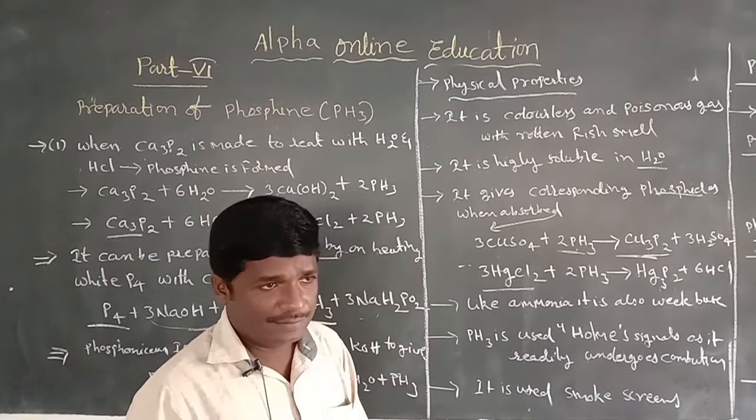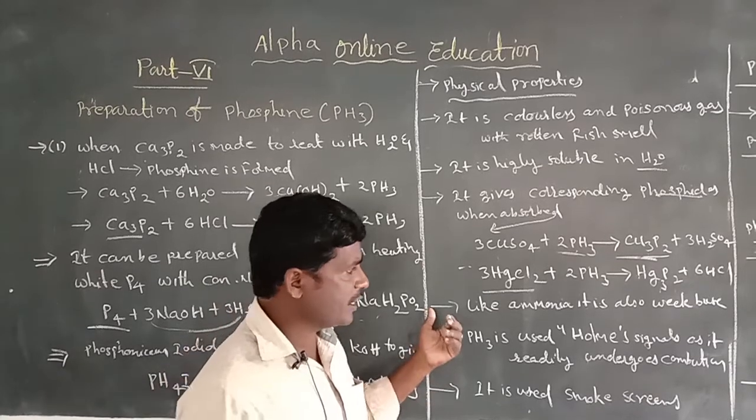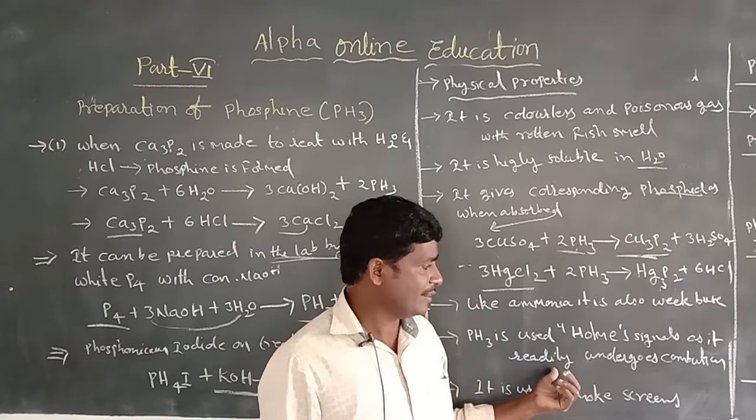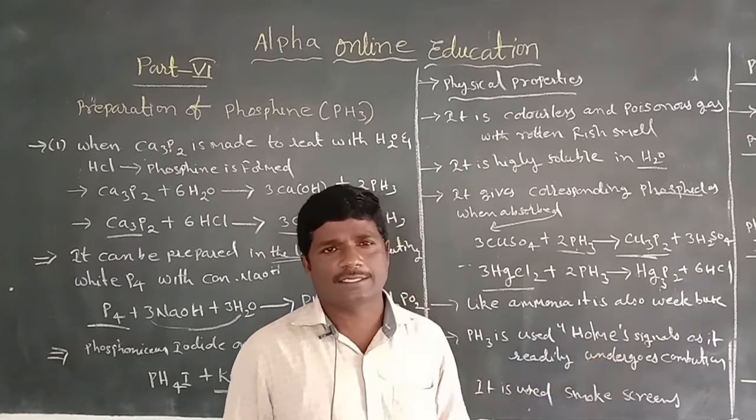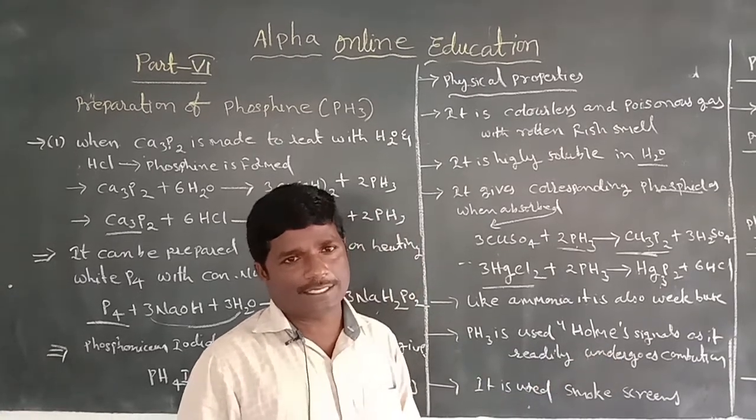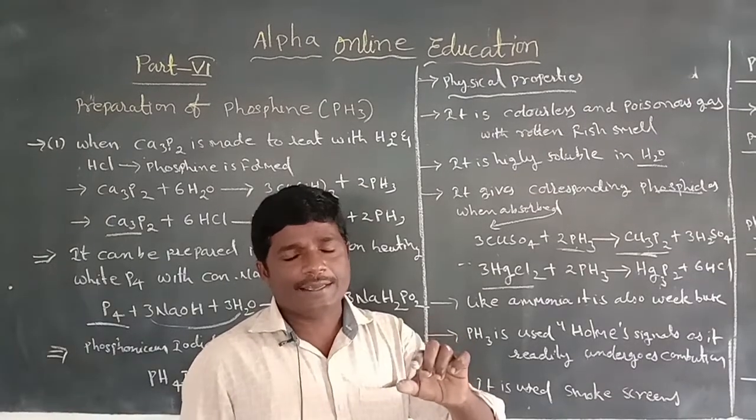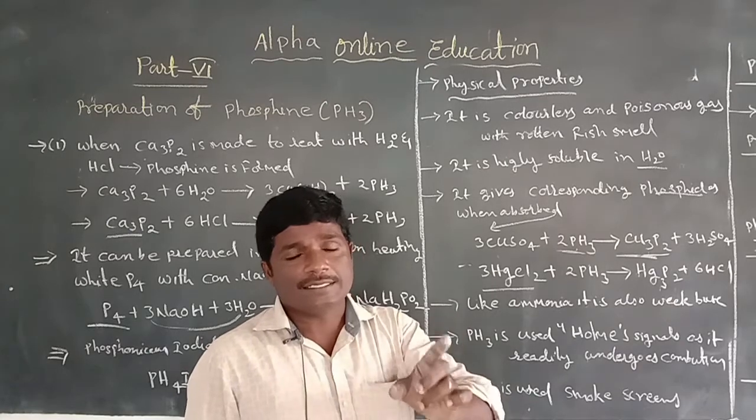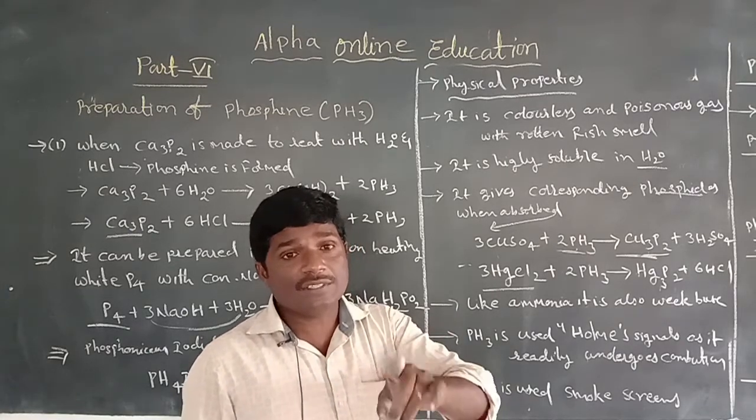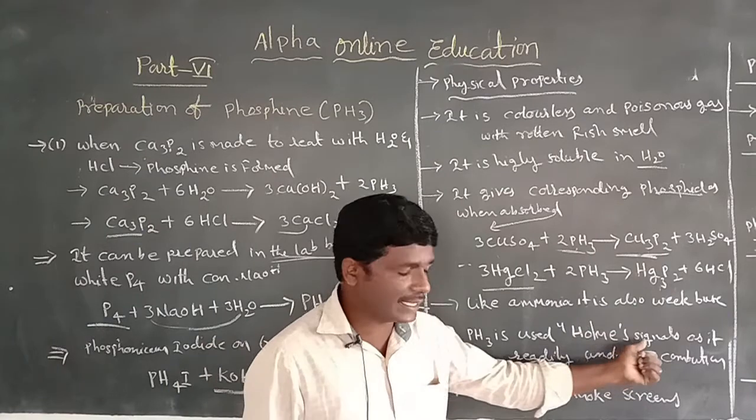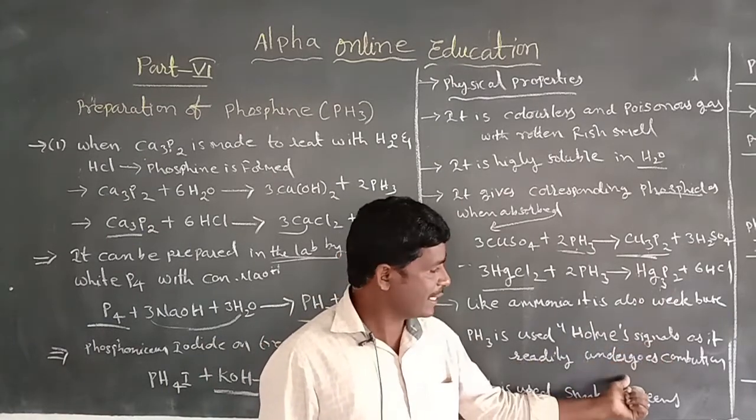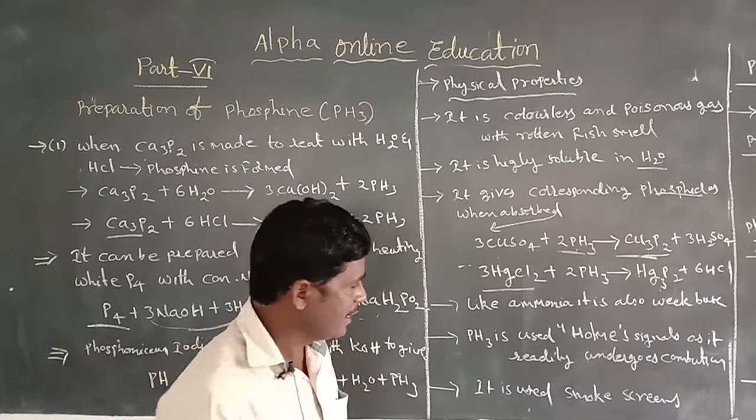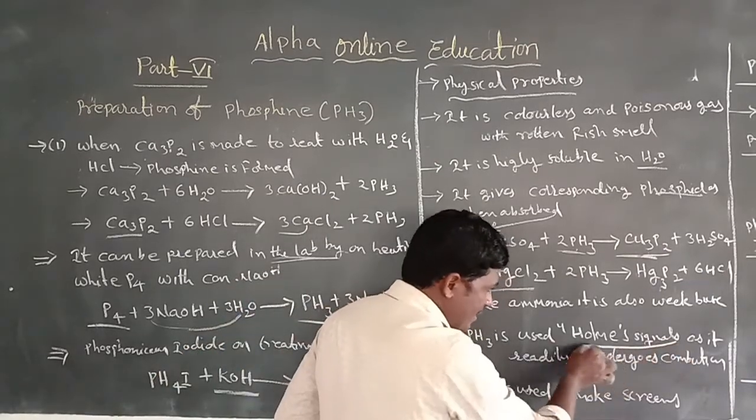Next, uses. Phosphine is also used in Holmes signals, as it readily undergoes the combustion process, or burning process. It burns with copper phosphide and calcium phosphide in air, then gives signals like that, the Holmes signals. That is also known as the combustion process or burning process.